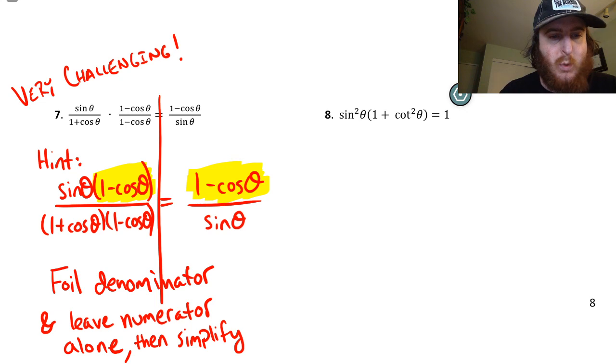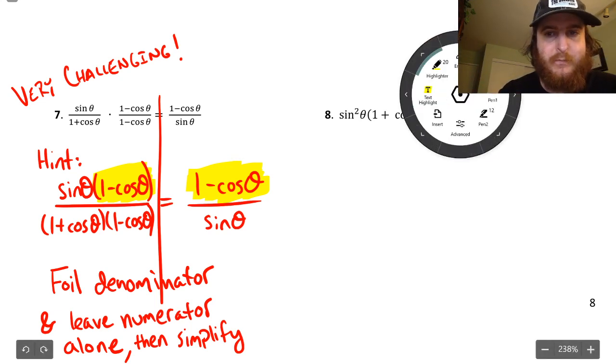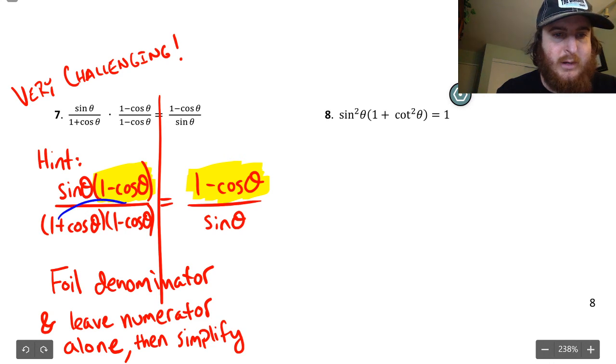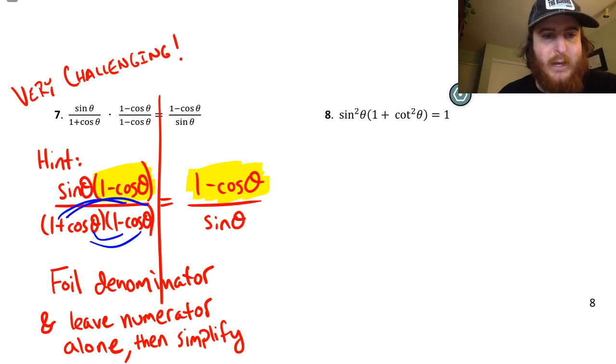So what we're going to do is FOIL out the denominator, right? We're going to do first, outside, inside, last on the denominator. And that should start simplifying, and you should be able to cancel out a sine theta, and you'll be left with only one sine theta in the denominator. So that's a really challenging problem. Do your best on it.